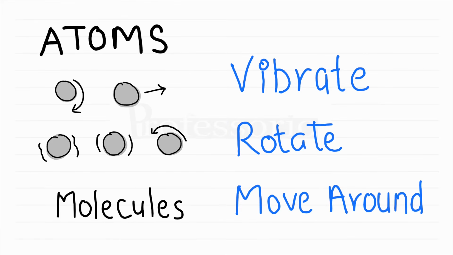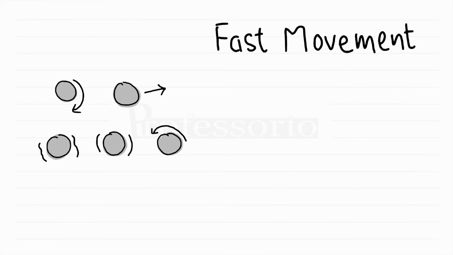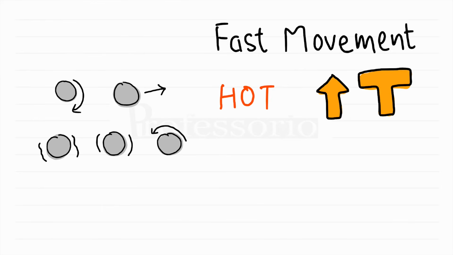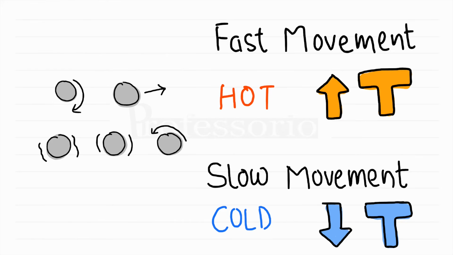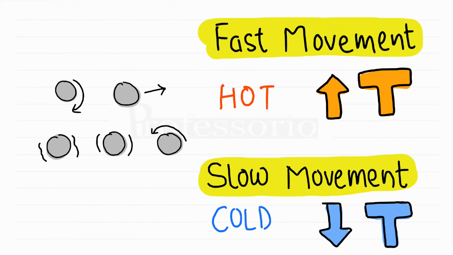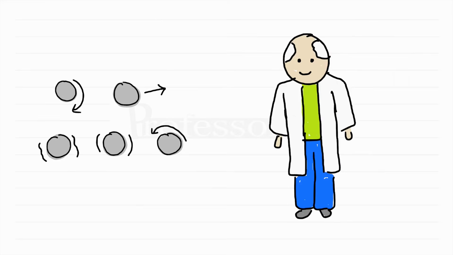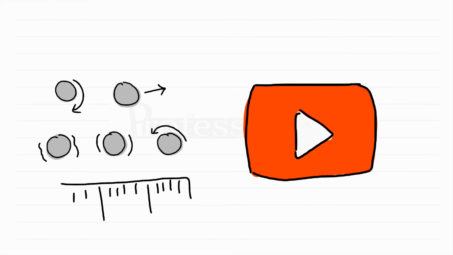Scientists noticed when the particles are moving really fast, we feel the object as hot and say it has a high temperature. When the particles are moving slowly, we sense it as cold and say it has a low temperature. So, temperature is simply a measure of how fast, on average, those particles are moving. And how do scientists measure that? We will save that story for another video.